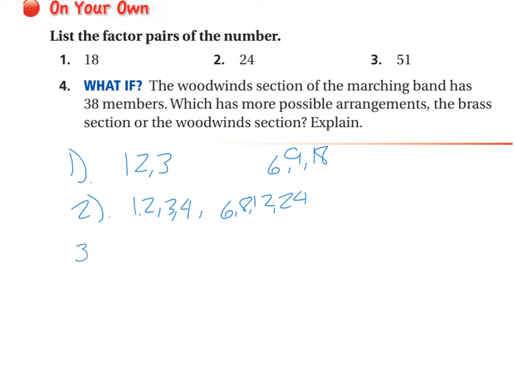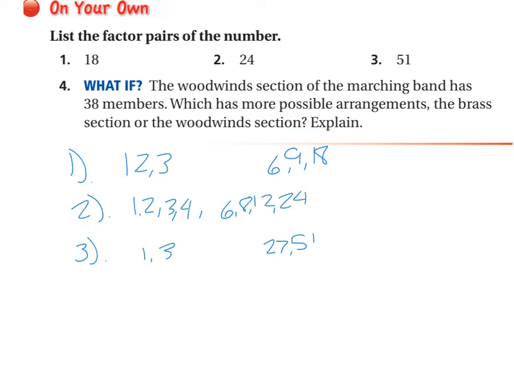Number 3 for 51, this one's kind of tricky. 1 and 51, obviously. The trick for 3 to figure out if it goes in, if my numbers add up to a multiple of 6, then 3 goes in. 3 actually does go in, and it goes in 27 times. And those are your only 4 factors of 51.